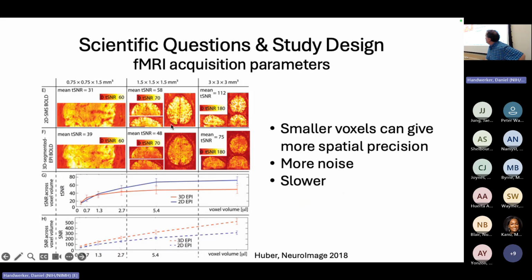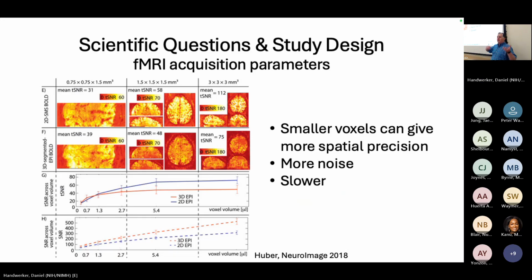If you now drop down to 1.5 by 1.5 by 1.5 millimeter voxels, still the TSNR of the 2D sequence is better than the 3D sequence. If you drop down to sub-millimeter voxels, which is 0.75 by 0.75 by 1.5, now suddenly, because of the nature of how 3D acquisitions are done, your TSNR is actually better in 3D than 2D. So this is actually a pretty substantial thing: how we're collecting data through your sequences, but you're tweaking this other thing, your voxel size.